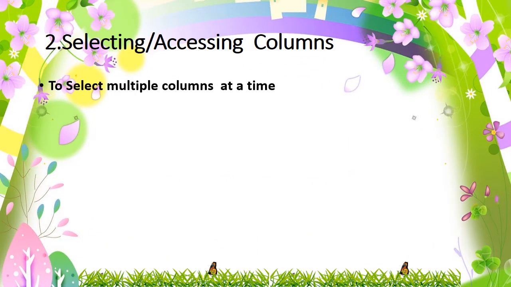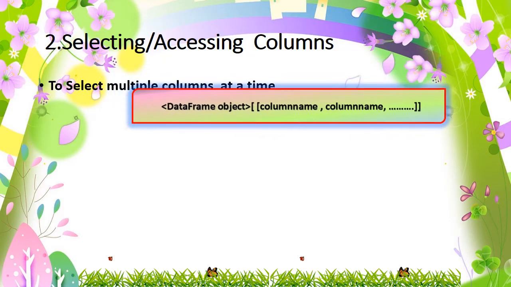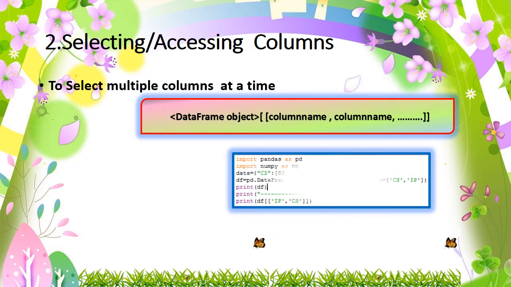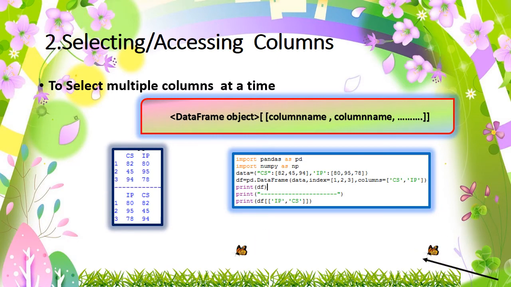If we want to access multiple columns at a time, more than one column, we have to use the formula data frame object double square bracket, and the column names are separated by commas. To see the example, a data frame is created and see that statement of double square bracket IP comma CS. So at a time I can access more than one column using this formula.